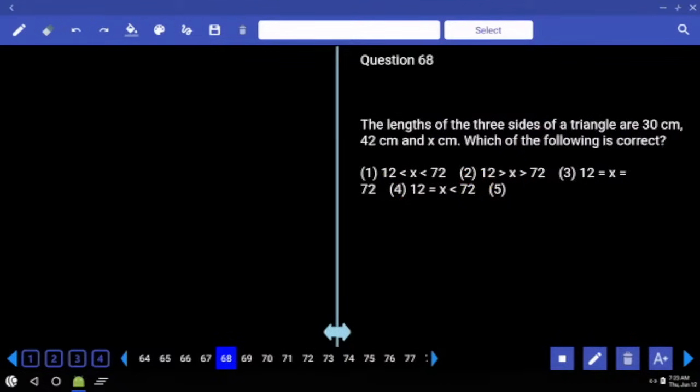The lengths of three sides of a triangle are 30, 42 and x. Which of the following is correct? Okay. So the sum of any two sides of a triangle should be greater than the third side, right? Already we know two sides. How much are 30 and 42? The sum, 72, must definitely be more than x.